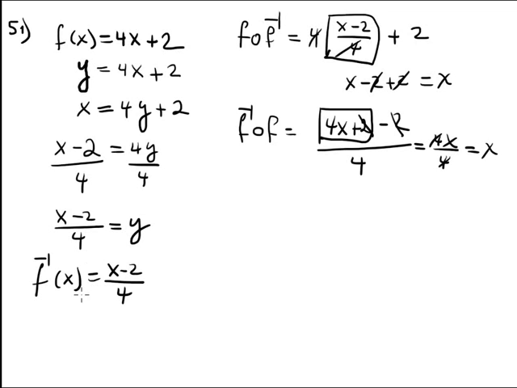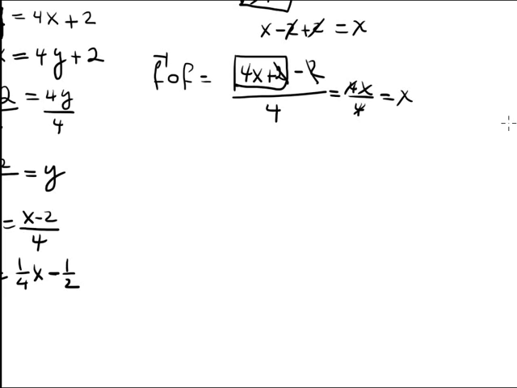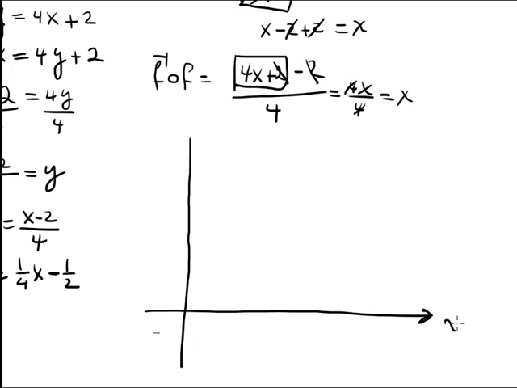To do the graph, I want to transform this a little bit. In this case, the inverse function, you separate the common denominator as 1 over 4 x minus negative 2 divided by 4, which is 1/2. Okay, let's do the graph. Okay, let me try. One line, another line, x and y.